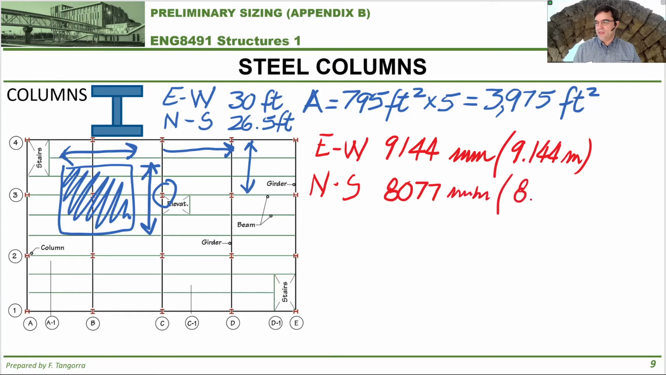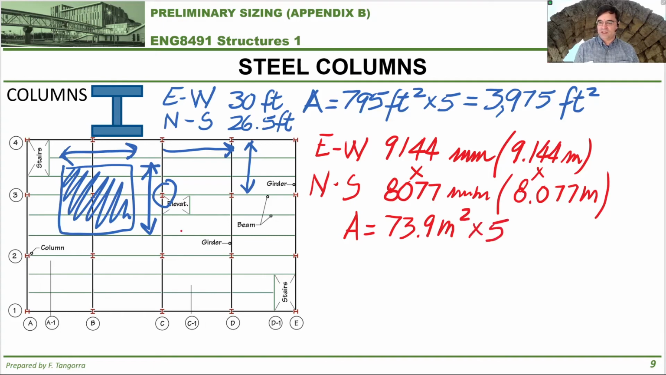Or 8.077 meters. When I calculate the area of 1 story worth of tributary width, I do that by multiplying this number times that number in millimeters squared, or this number times that number in meters squared. So when I do it in meters squared, because it'll help us figure it out in the table, I get 9.144 meters times 8.077 meters. That gives me 73.9 meters squared.